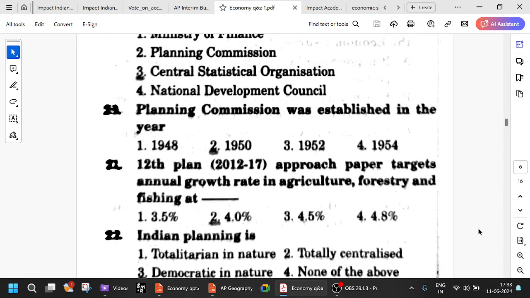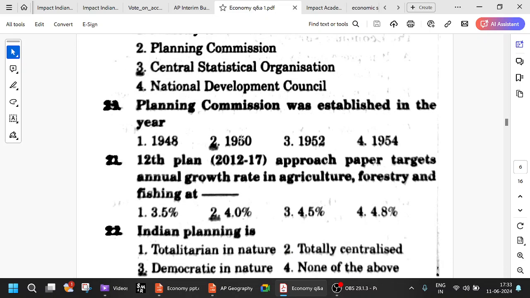So the Planning Commission was established in the year 1950. Immediately after independence, the Planning Commission was established in 1950, and it was replaced by Niti Aayog. So the 12th plan, 2012 to 17, which is the last one we are seeing, right? The approach paper targets annual growth rate in agriculture, forestry, and fishing at.